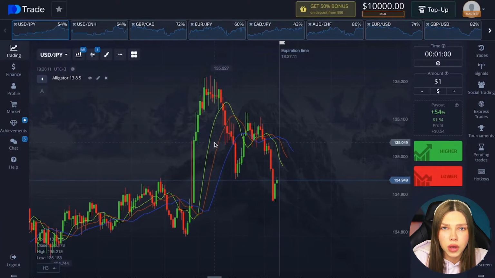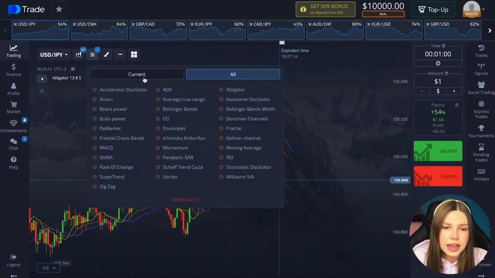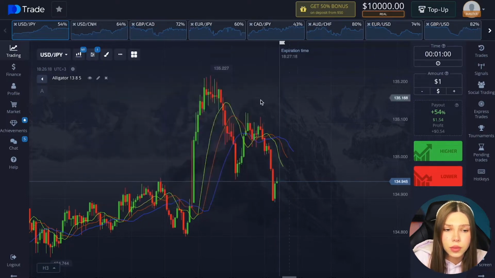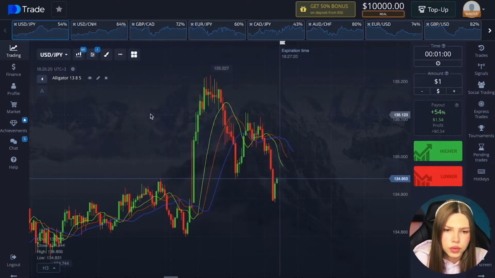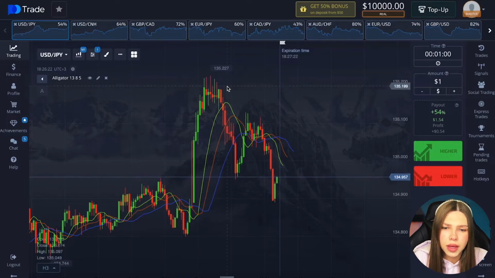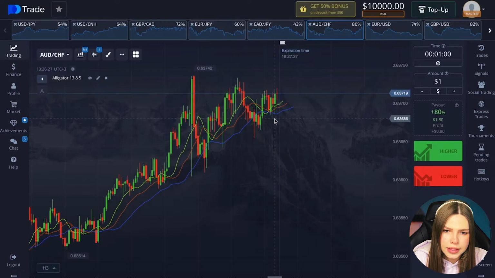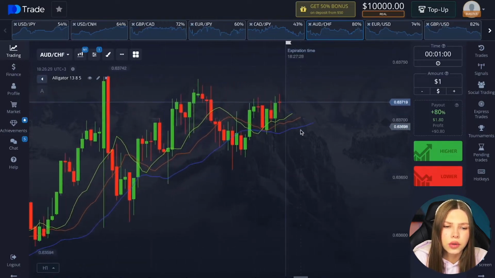So let's get back to our alligator indicator. It is located here in the indicator tab. Here's an alligator. I added it to my favorites. Next, what we need to do is find a currency pair with a good payout percentage. For example, this one, and see what's going on here and figure out with the indicator.